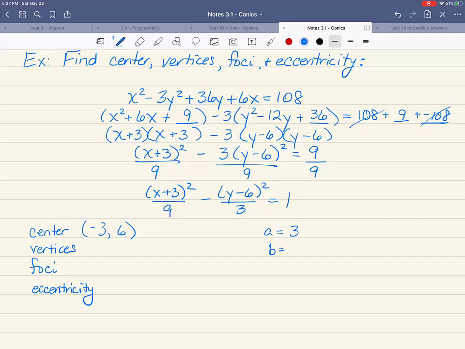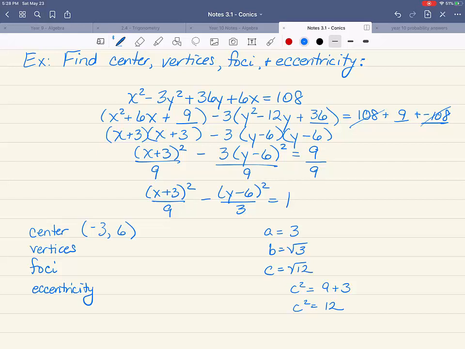Because the first denominator is a 9, A is 3. B is the square root of 3. Since we don't know what that is exactly, we can just leave it like that. C then, remember, is going to be found, C squared first, is the two denominators added together, 9 plus 3. So C squared equals 12, and you can just leave C as the square root of 12. Or you can change it to a decimal.